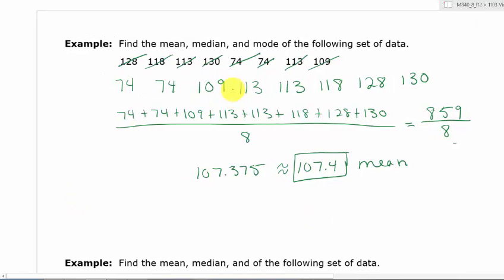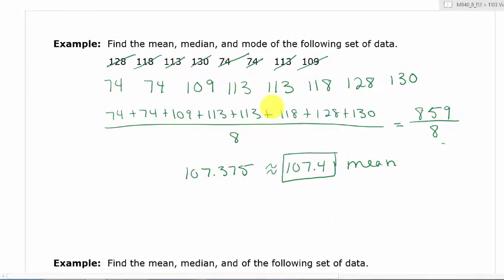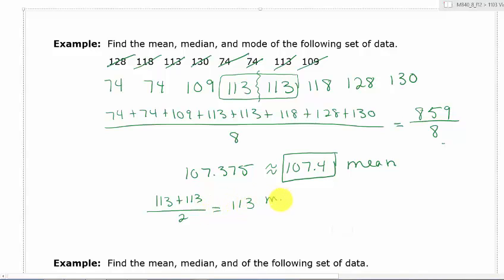So we want exactly in the middle, and since there are 8, there will be 4 to the left and 4 to the right of where the center of our data is. So that's right here. And what you want to do is take the average, or the mean, of the middle 2. So that would be 113 plus 113 divided by 2, which is just going to end up being 113. So this is our median.